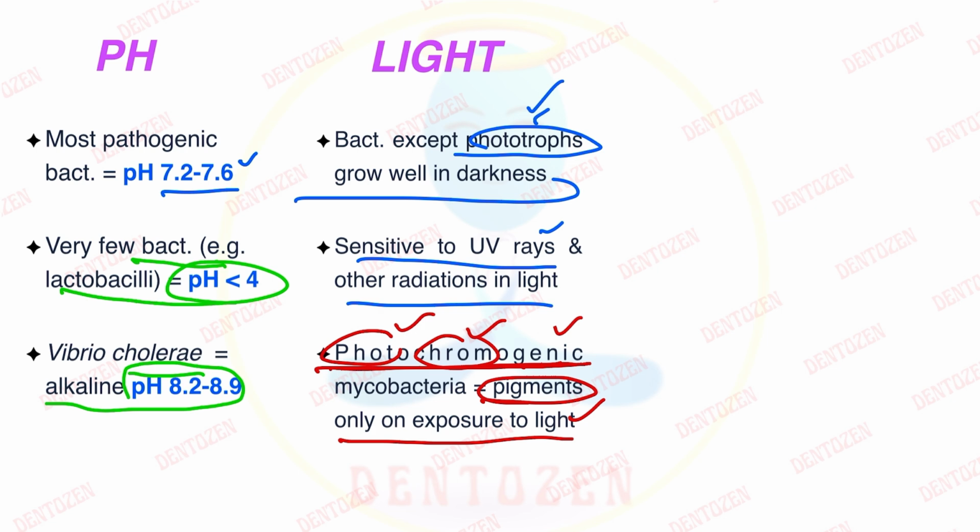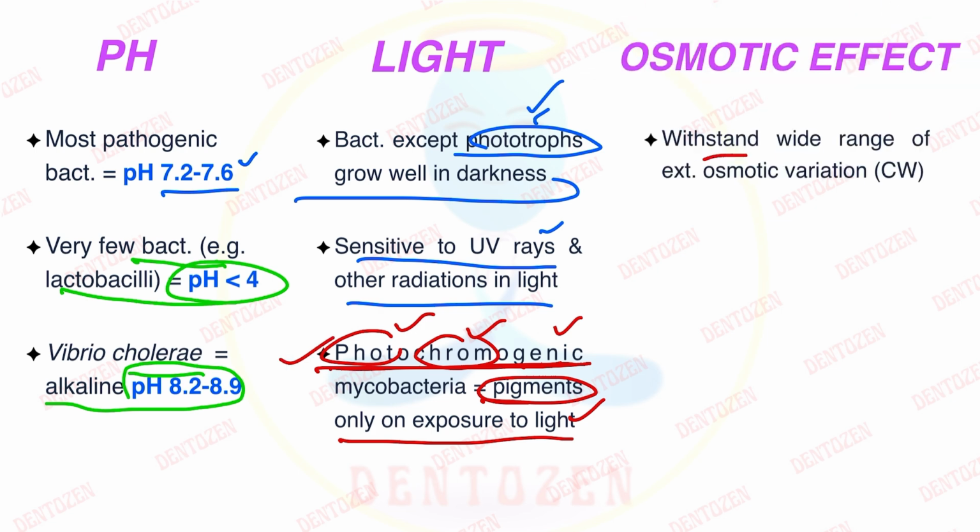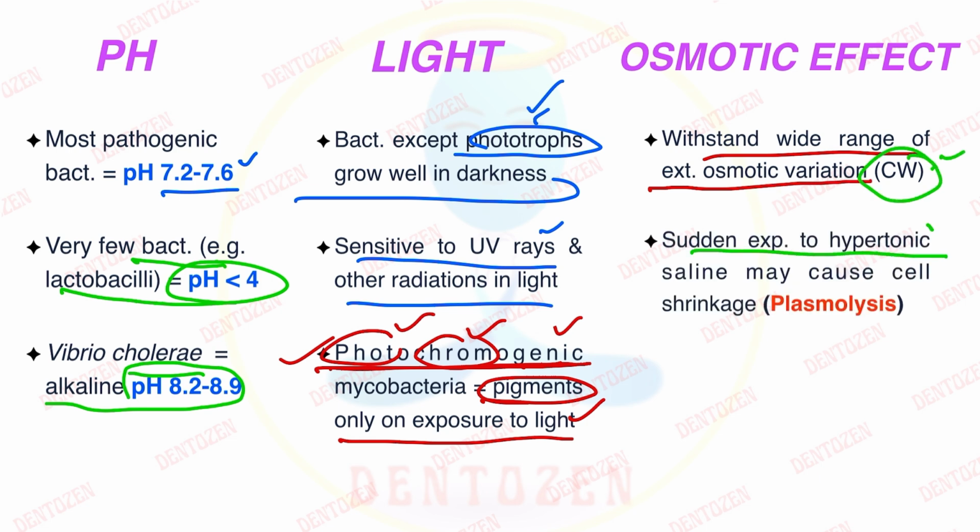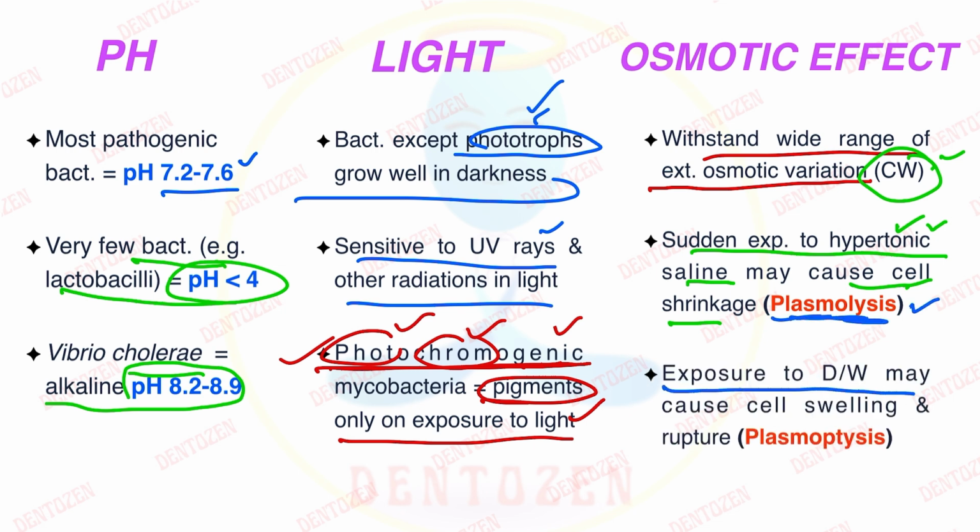Osmotic effect. Bacteria can withstand wide range of external osmotic variation because of the mechanical strength of their cell wall. The sudden exposure to hypertonic saline may cause cell shrinkage. So when they are placed in hypertonic saline, there can be cell shrinkage, and the term is plasmolysis. Lysis means breakdown of their plasma membrane. So exposure to distilled water may cause cell swelling. They can absorb distilled water and they can rupture, and the term is plasmoptysis. So those can be the two terms, plasmolysis and plasmoptysis.